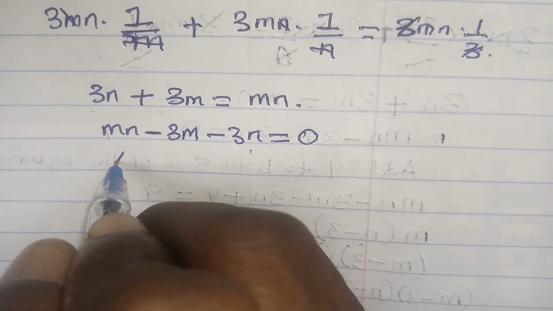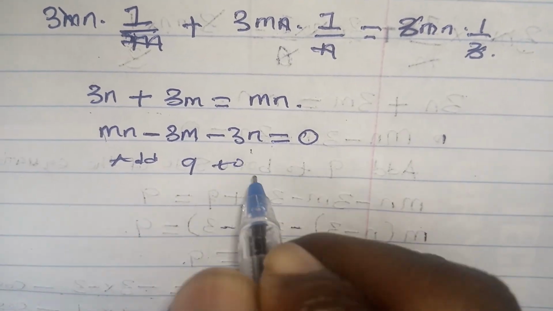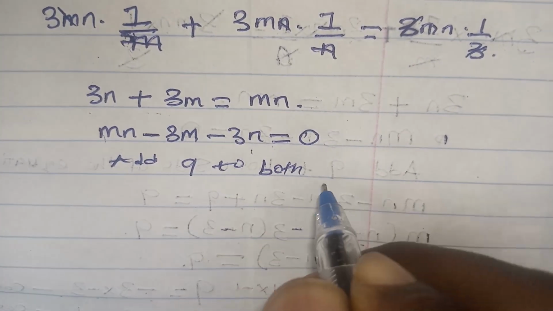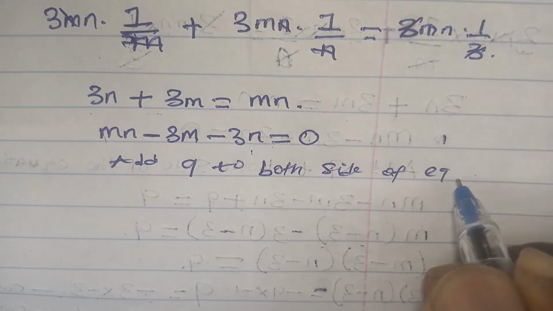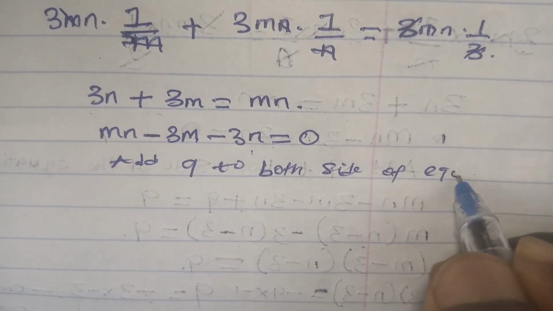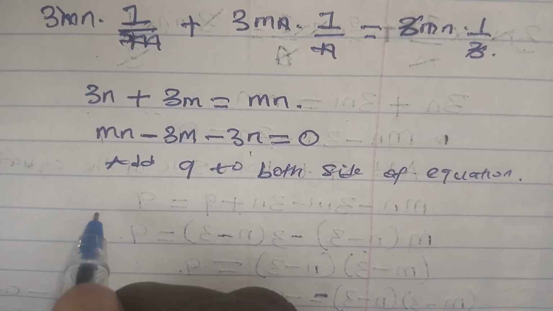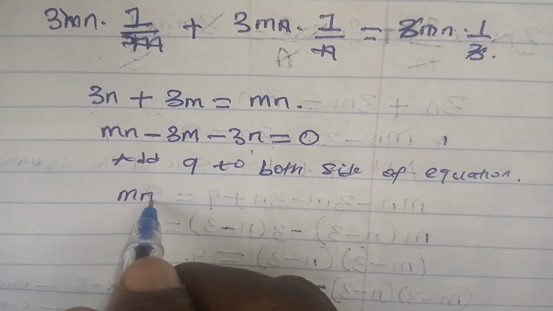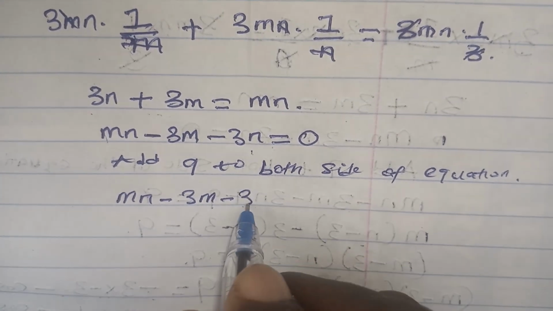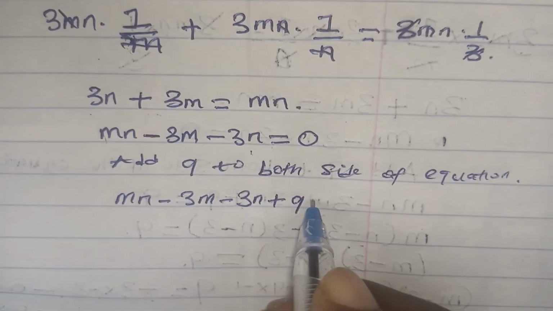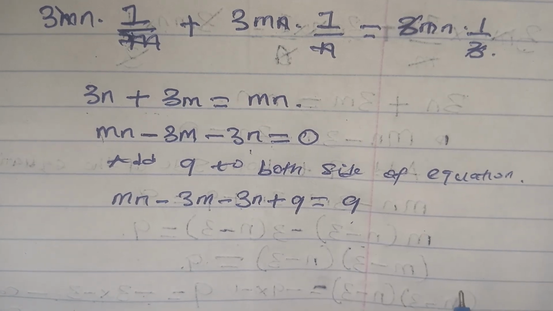So we can write: add 9 to both sides of the equation. Okay, so if you add 9 to both sides of the equation, we have mn minus 3m minus 3n plus 9 is equal to 9. So 9 plus 0 is going to give us 9.